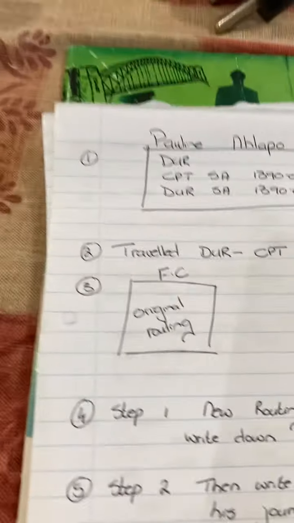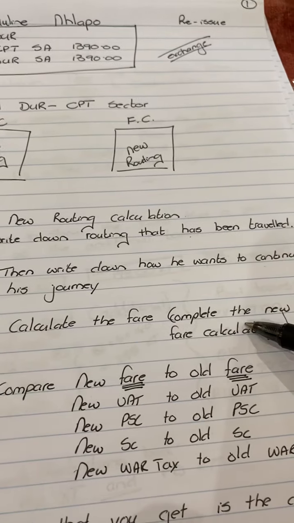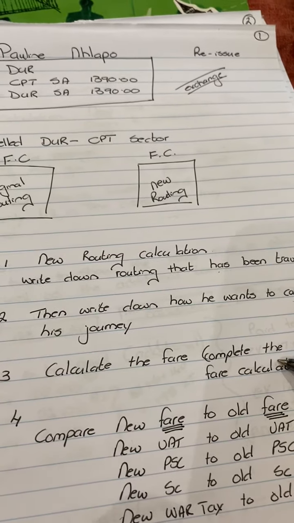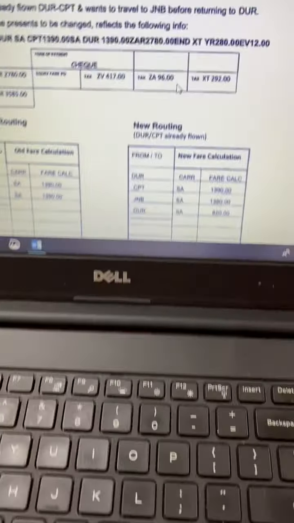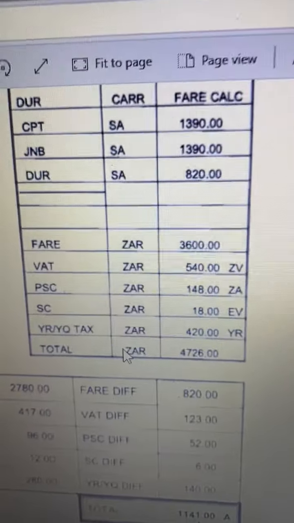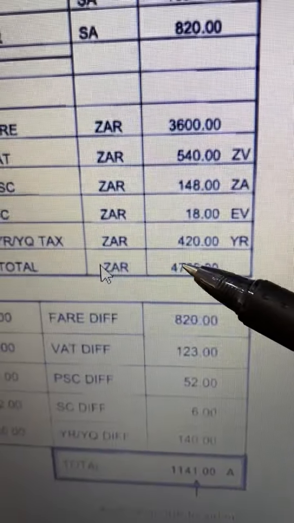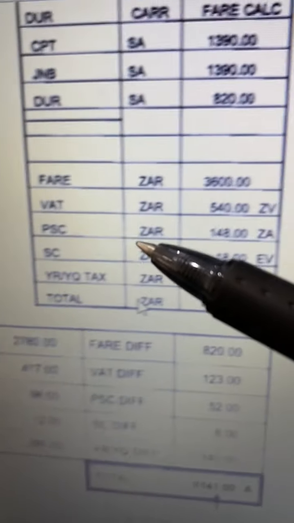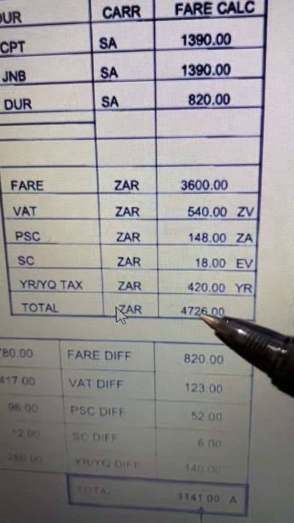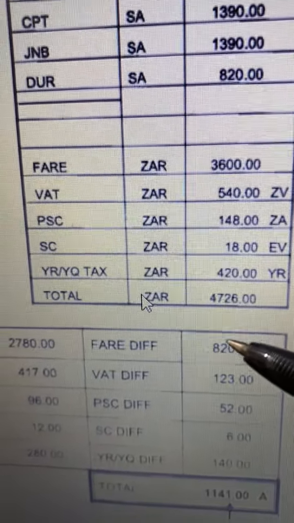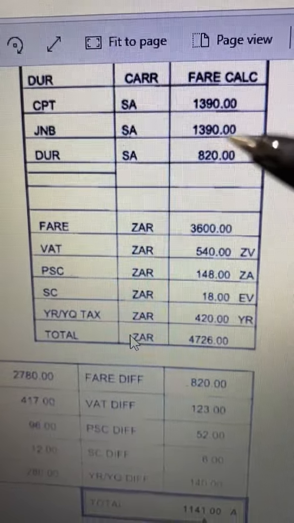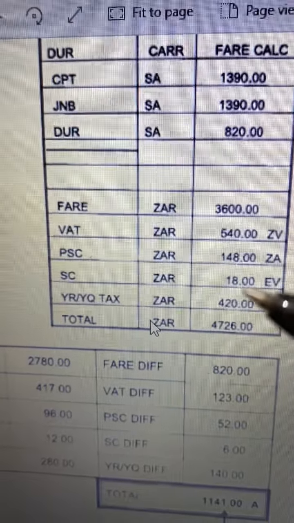What is step 3? Step 3 is to calculate the fare, your normal fare calculation. Calculate the fare, your taxes, get an answer, and if I move my details, you'll see that we have an answer there. Let me first find it. There is your old fare, there is your new fare. If you look at the new fare, you'll see that it is more than the old fare. Why? Because she's included an extra sector. So logically, she's going to pay extra.